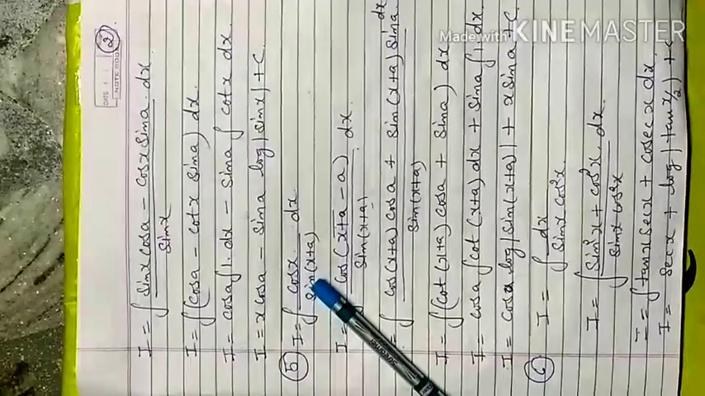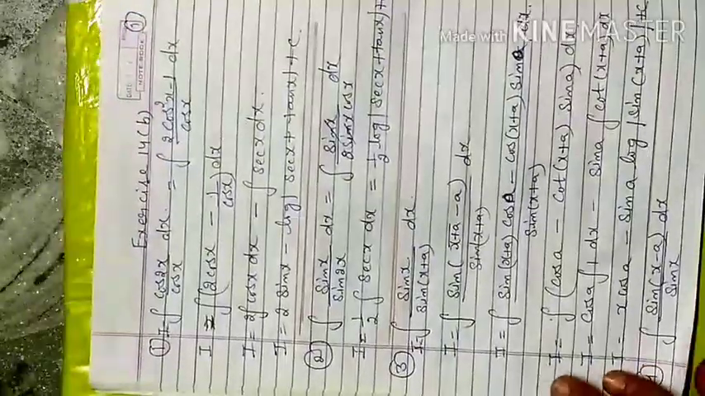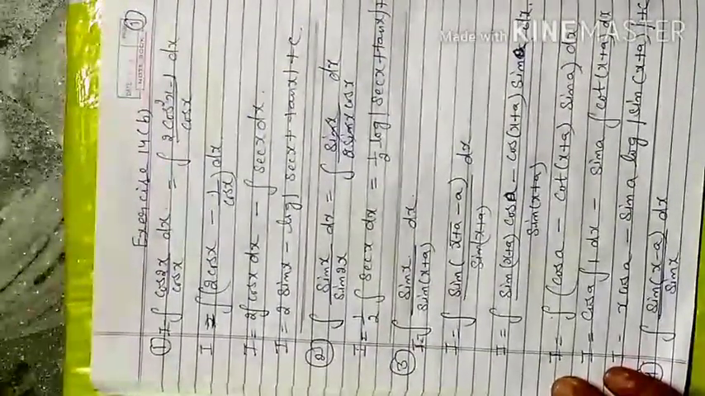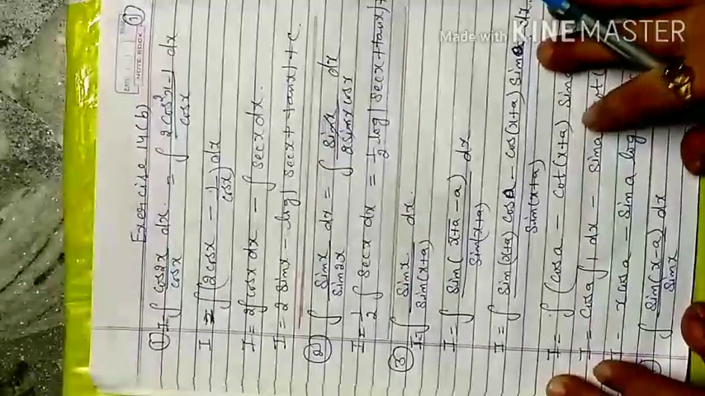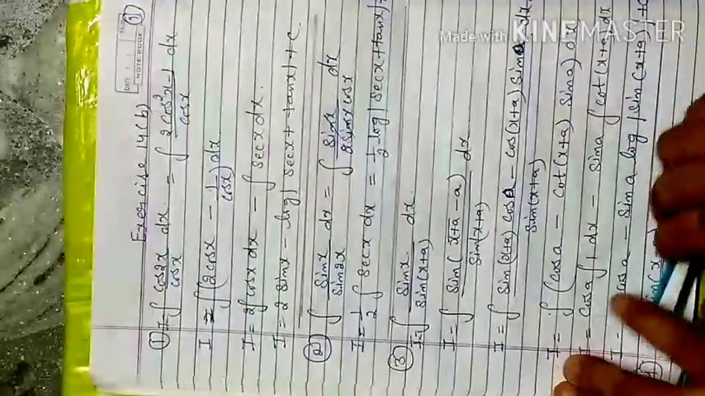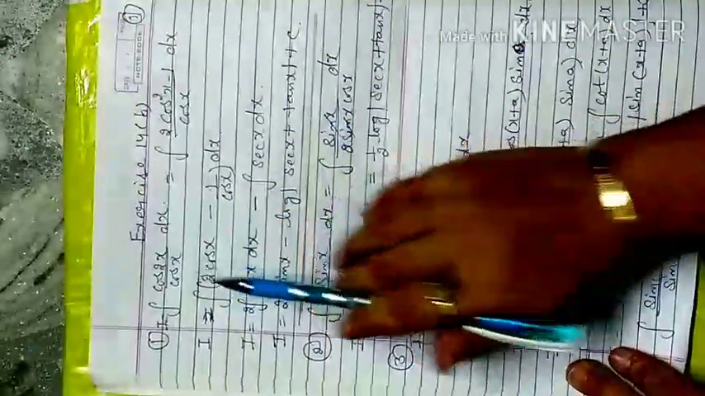Hi, good morning everyone. Today we will do exercise 14b, your first question. So that is integration by substitution method part 2. In this, your first question is cos 2x by cos x.